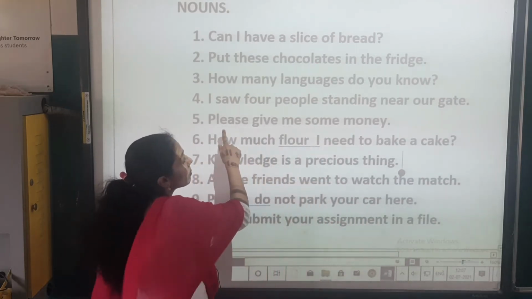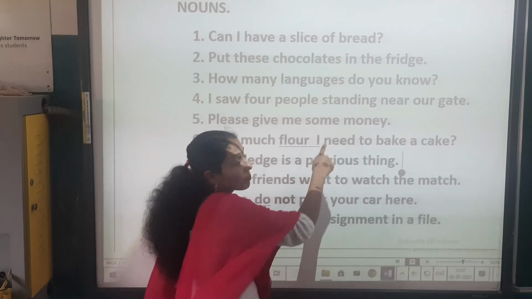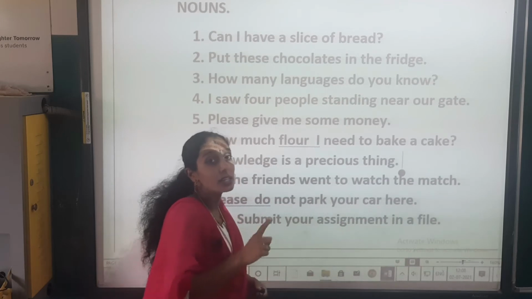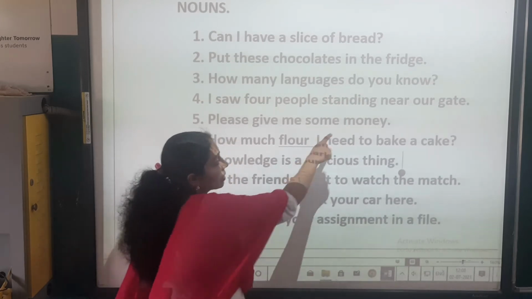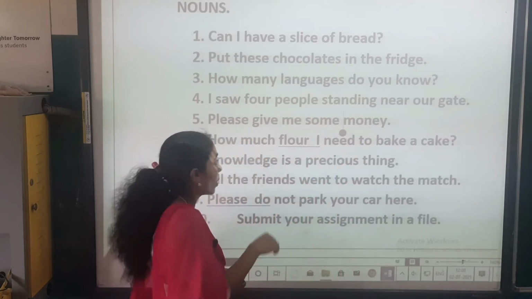Next one. Please give me some money. See the word that is used here, some. So the noun money is uncountable. Please give me some money. So money will be an uncountable noun.